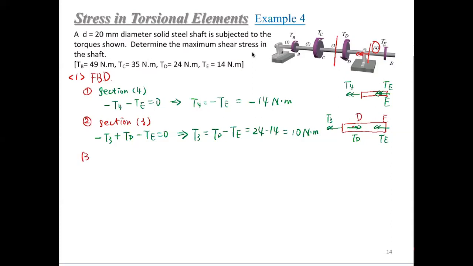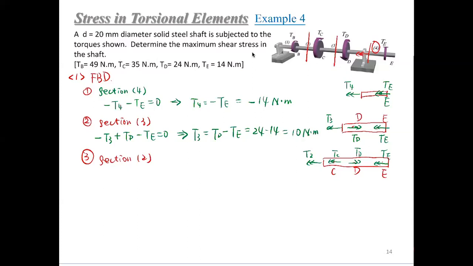Okay, then the next step, section 2. When we cut it from section 2, we can get a very similar thing as shown here, but it will have point C, point D, and point E. So the internal torque T2, and at the point C, by the right hand rule, TC will be pointing left, TD pointing right, TE pointing left.